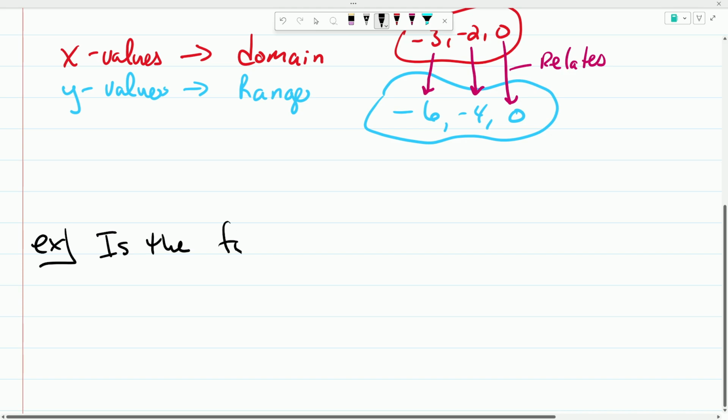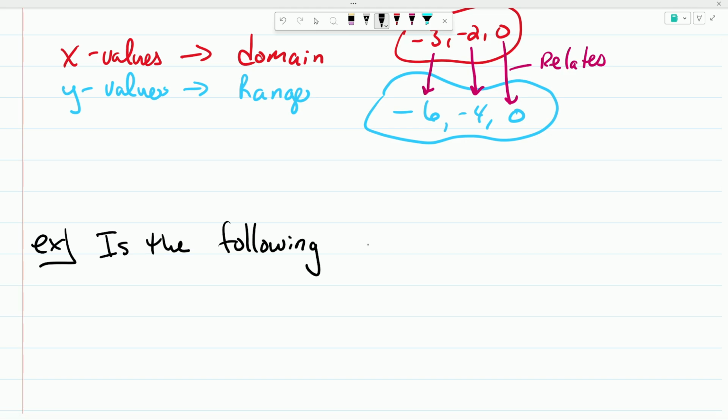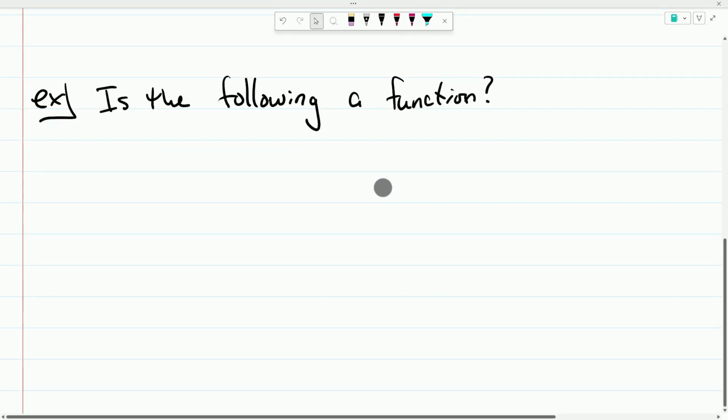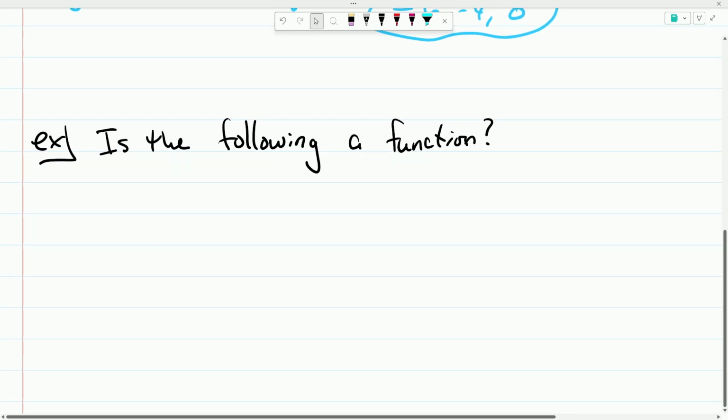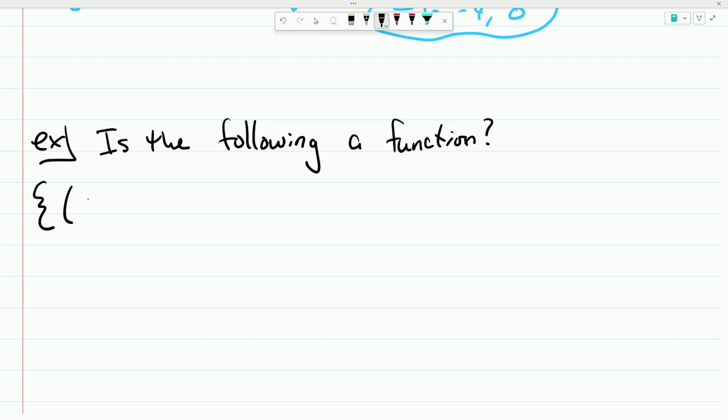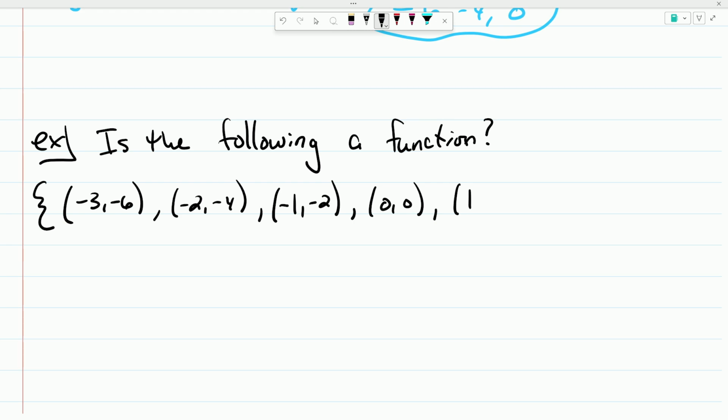Is the following a function? So I'm going to pull out some ordered pairs here, and I'm going to steal a couple of the ones that we used earlier. So here's our set: -3 comma -6, -2 comma -4, -1 comma -2, 0 comma 0, 1 comma 2, 2 comma 4, and 3 comma 6.